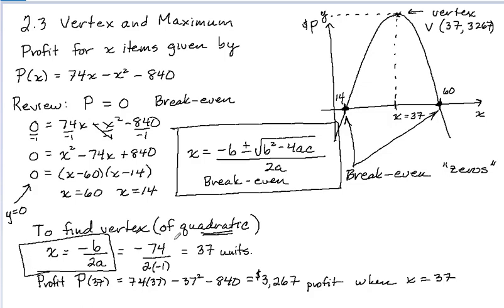Using this vertex formula is what I use if I want to find the maximum. Here's how I remember the vertex formula. I take the quadratic formula and you take out that square root part. And look, negative b over 2a. There's the vertex formula.